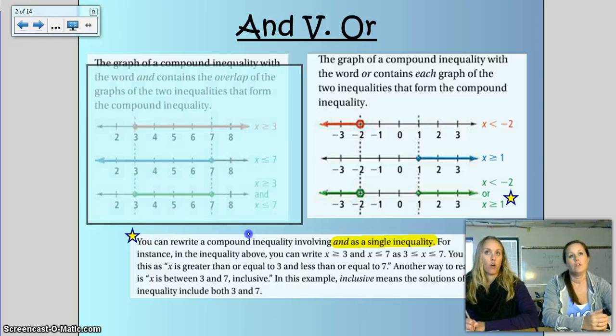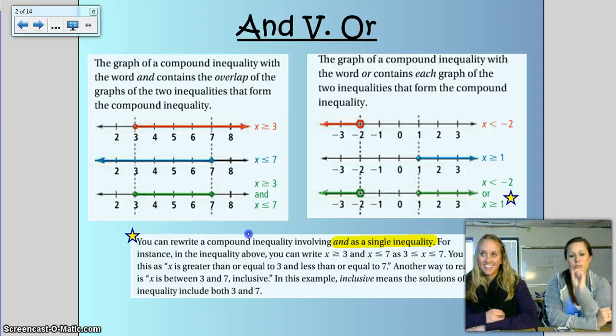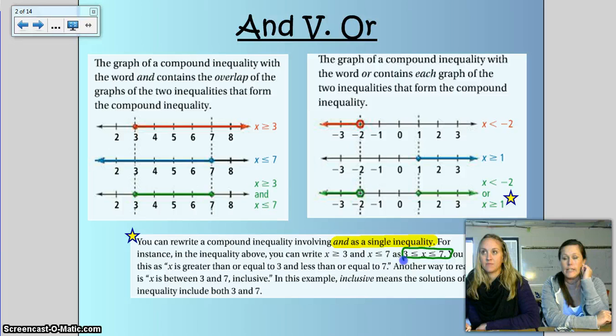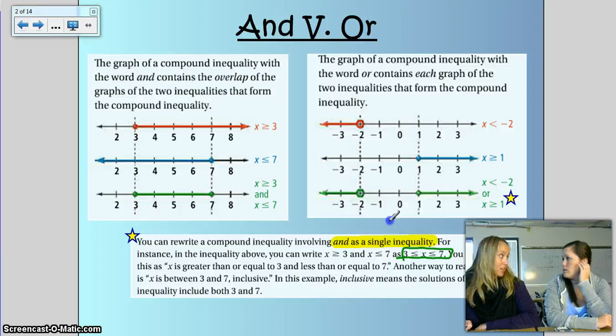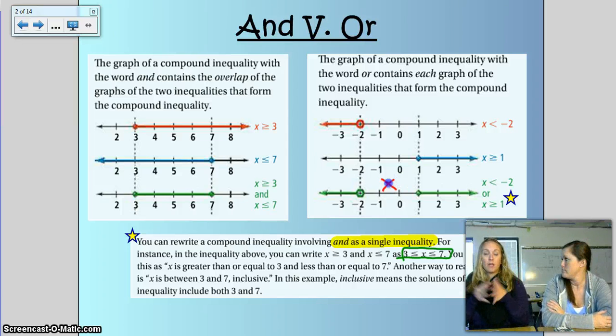An "and" includes overlap, an "or" doesn't. Also, you can write an "and" as one inequality, and you start from smallest to biggest. So if you look at what she's circling in green, 3 is less than or equal to x, which is less than or equal to 7. In an "or," I cannot do that. You have to have two separate ones, because if I had an x value right here in the center, there's no number that can apply to being shaded left and being shaded right.